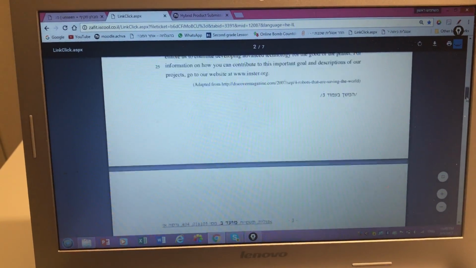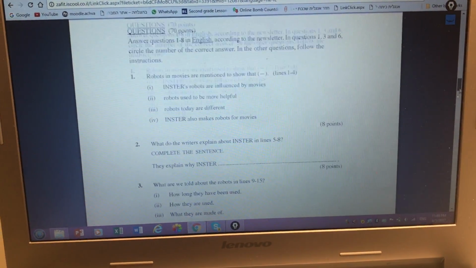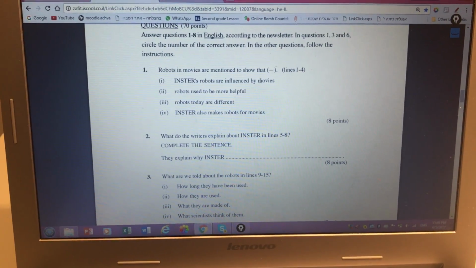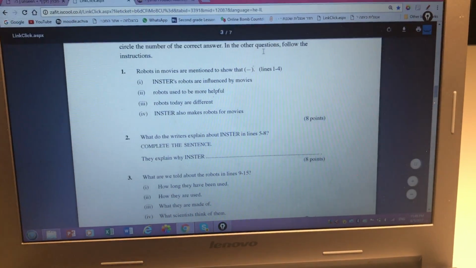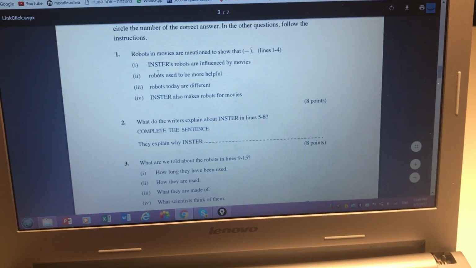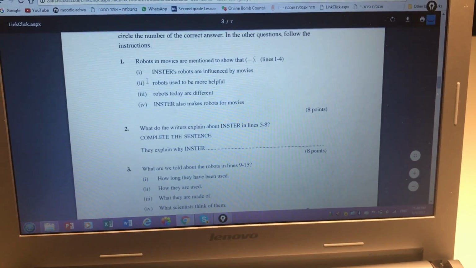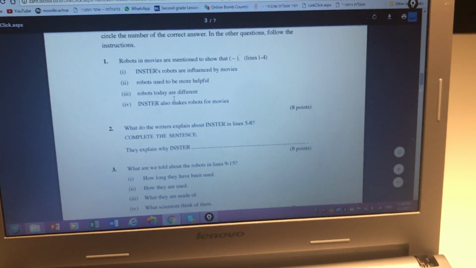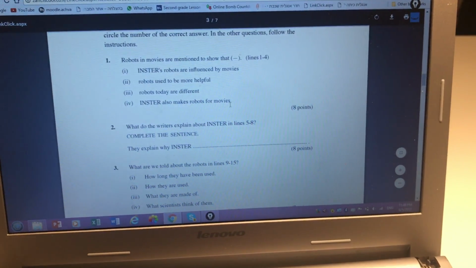because I want to roll down to the first question and see if we have the information correct. Robots in movies are mentioned to show that. Okay, so we have in lines 1 to 4, which we've read and we've made notes. Okay, robots are influenced by movies. Robots used to be more helpful. Robots today are different. Inster also makes robots for movies.